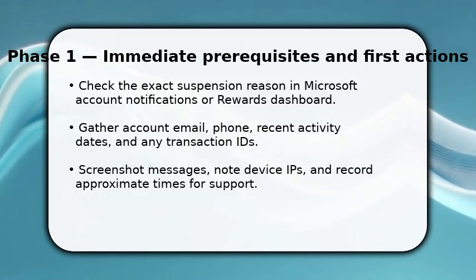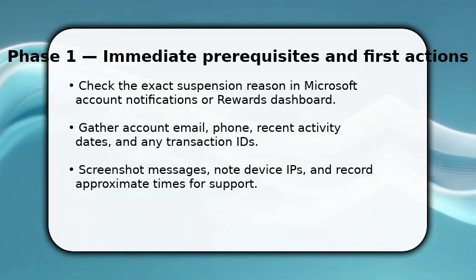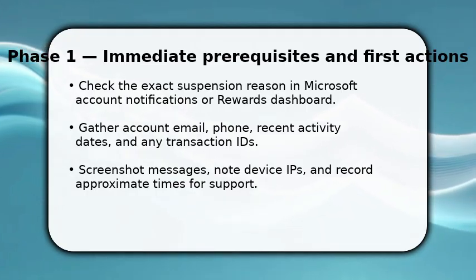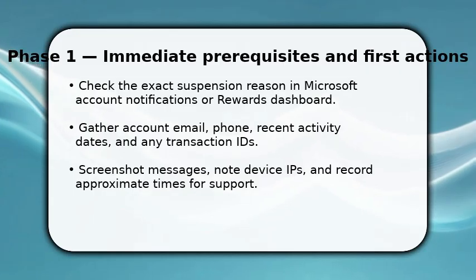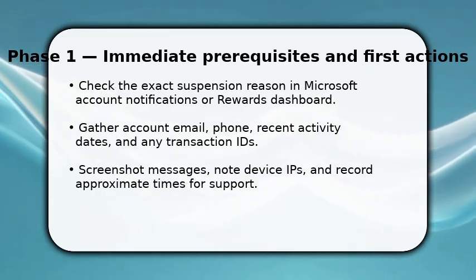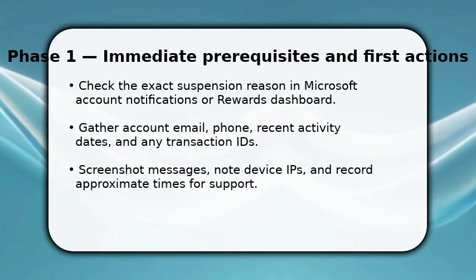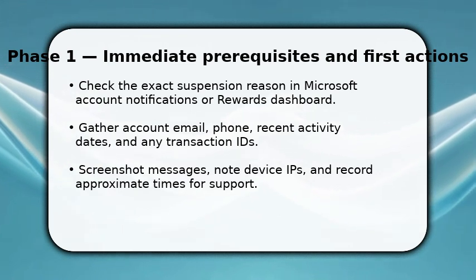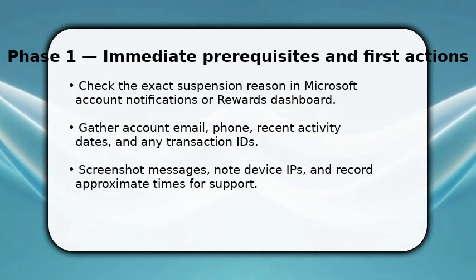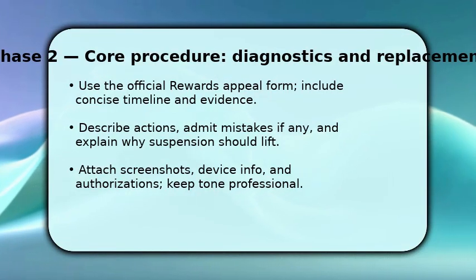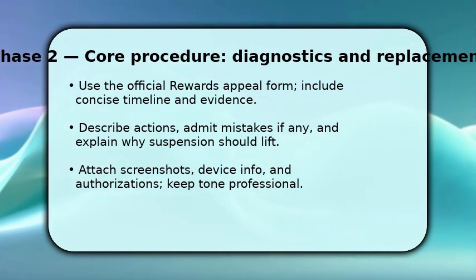Once done, collect proof. Account email, phone number, dates of recent activity, screenshots, and any payment or redemption ID. Make sure to capture approximate device locations or IPs if available. Keep this evidence in a single folder, so you can reference it quickly when contacting Microsoft support or completing the appeal form.